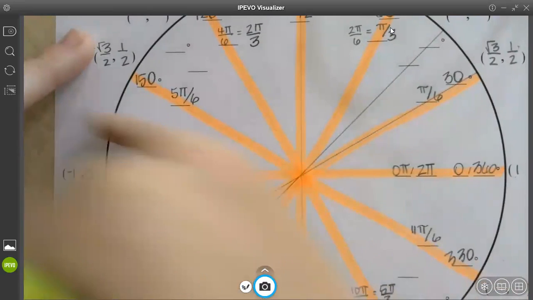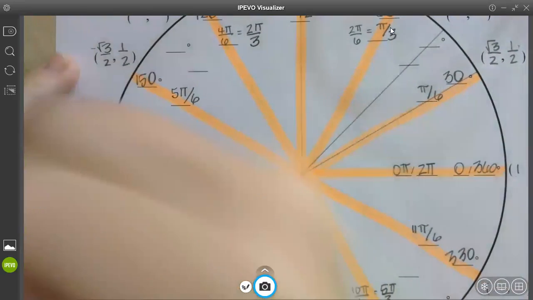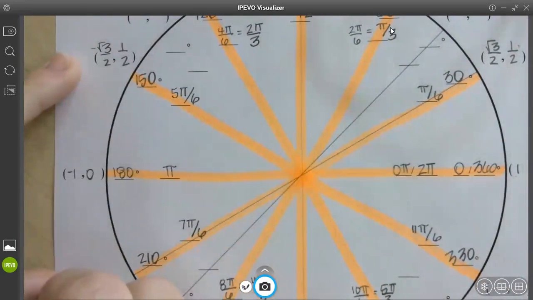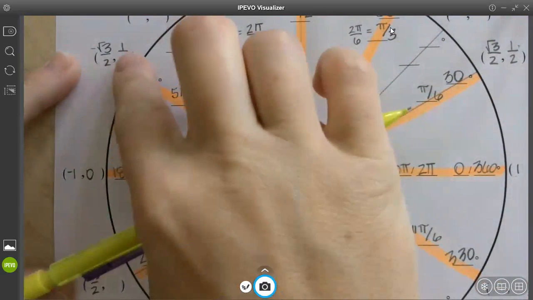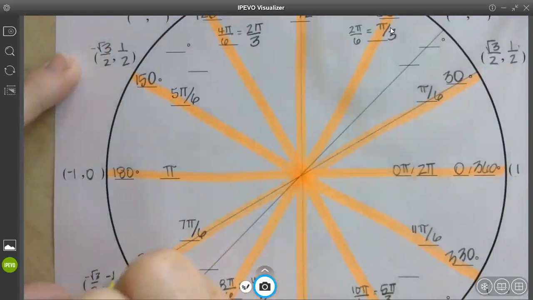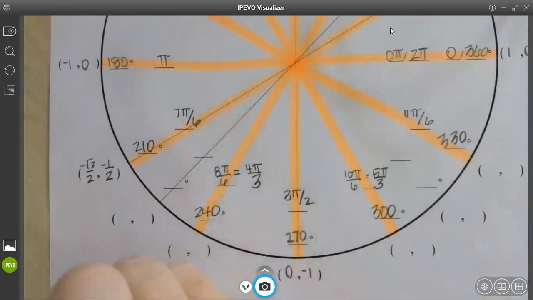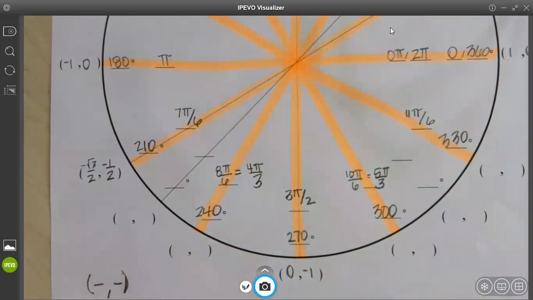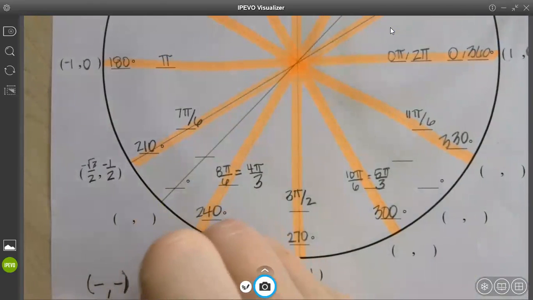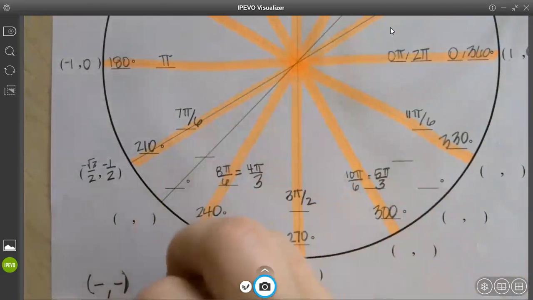So how far over did you go to get to this? Negative square root of 3/2. That's how far you went over to get this one. This one you went up 1/2. This one you went down 1/2. And it should be negative, negative because it's in quadrant 4, which is negative, negative. Rotate your coordinate. Negative 1/2, negative square root of 3/2.